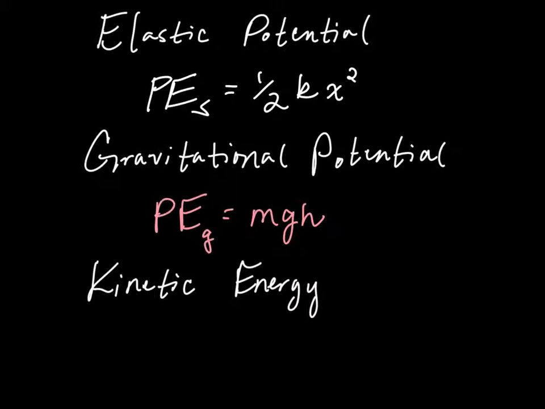Now the last type of mechanical energy that we have is kinetic energy. Our equation for kinetic energy is 1/2 mass times velocity squared. This is our only type of mechanical energy that actually has a velocity in it. This makes sense because kinetic energy is the energy an object has due to its motion, and for something to have motion, it needs velocity. So kinetic energy is the energy of motion, and we define it mathematically as KE is equal to 1/2 mv squared.